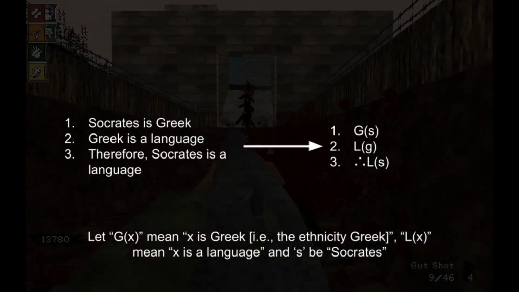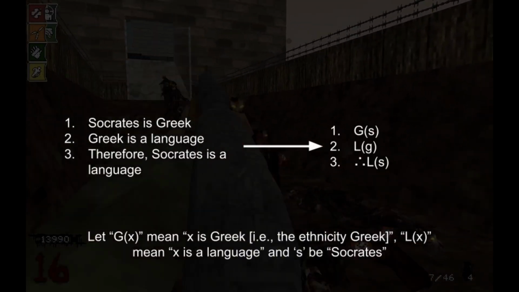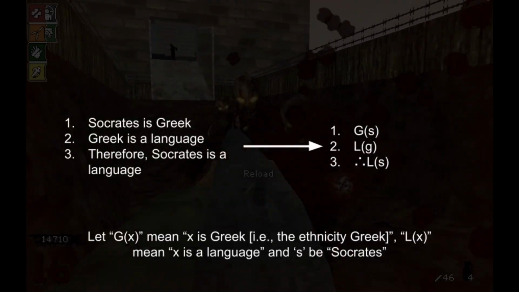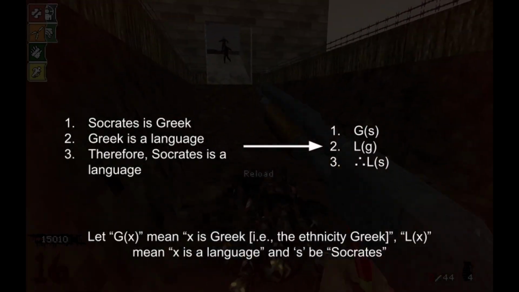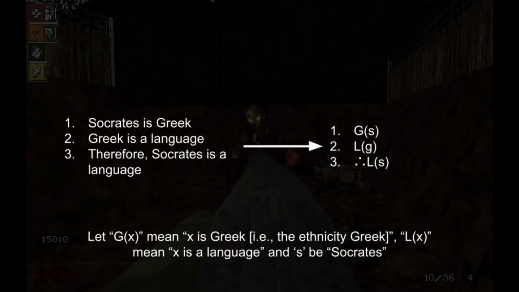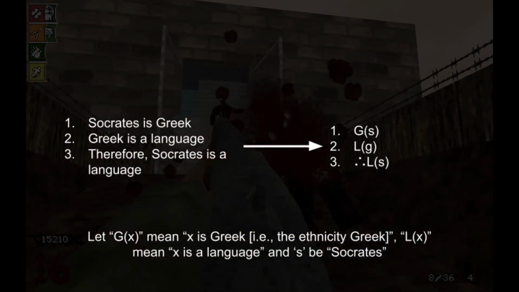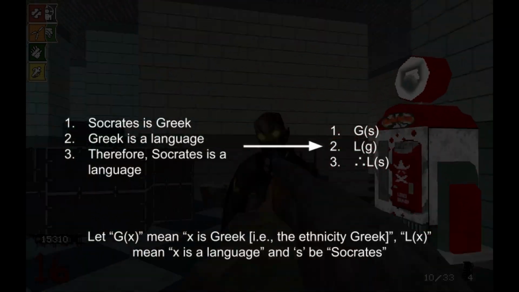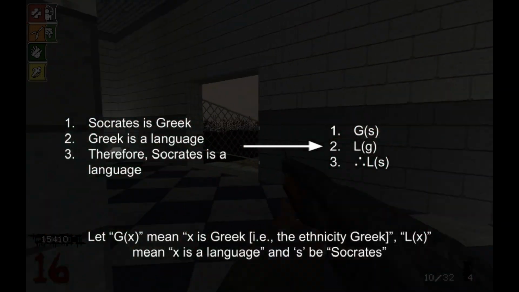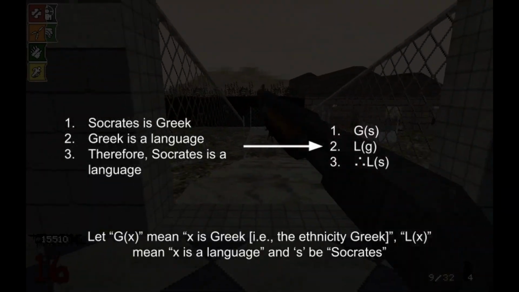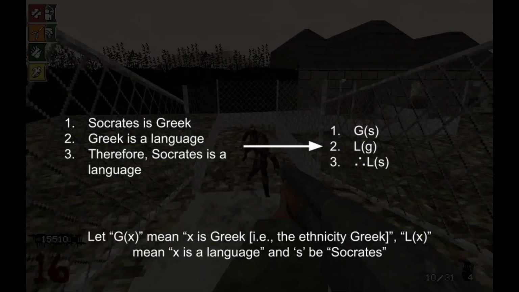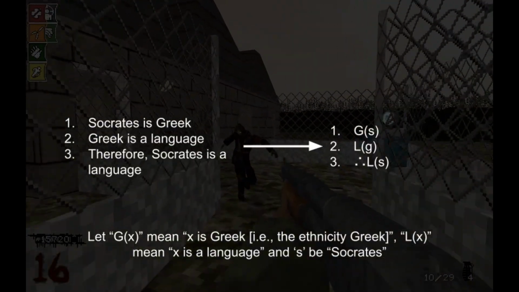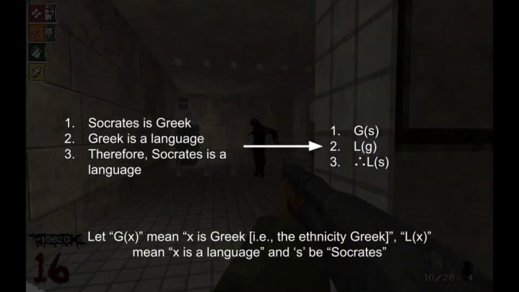If you try to formalize this, you're going to get S as G, where G is a predicate meaning Greek and S is a variable meaning Socrates. L is predicated to G, where G is the language Greek. Therefore, what you've seen is that we're using Greek in two different senses once you try and formalize it. In one sense, Greek is a predicate denoting ethnicity. In the second sense, Greek is an object which is predicated over. So it's using Greek in two completely different senses, basically. And so because of this, it's a clear non sequitur.